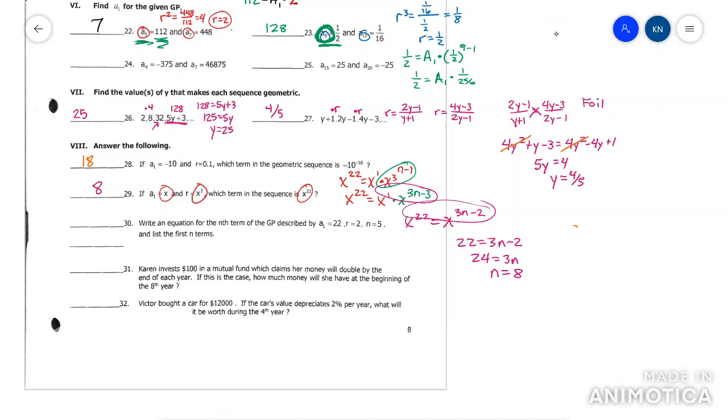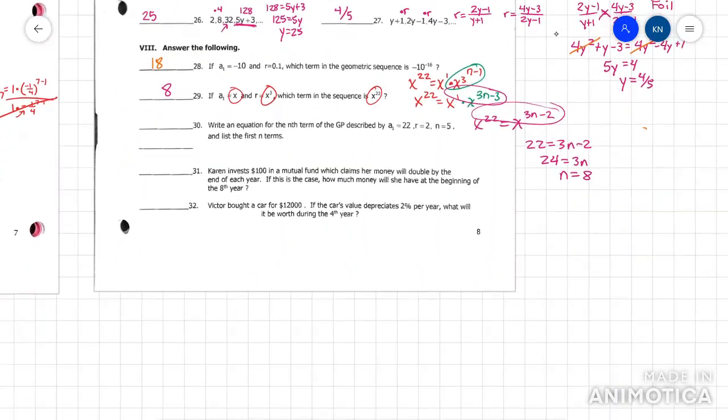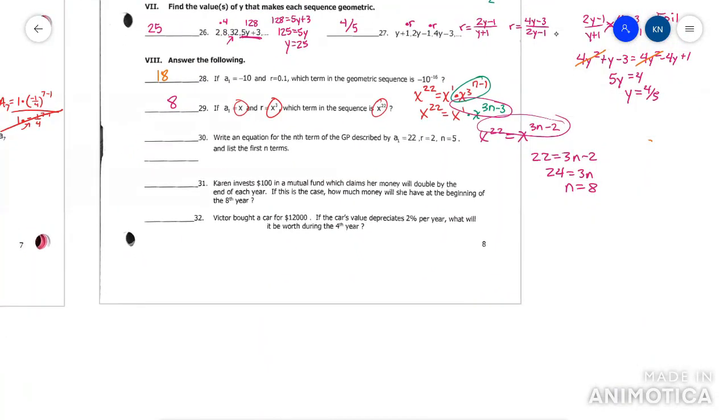Okay, this next one's pretty simple, so I'm not going to go over that one, but I do want to talk about 31 and 32. We are going to assume that whatever you invest or you start with is A1. So that's how much it's worth for that whole first year. That's the assumption we're going to go under, meaning these rates, if they're doubling or they're losing 2%, that doesn't really take effect until the second year. So what's going to happen is you're going to get these equations.